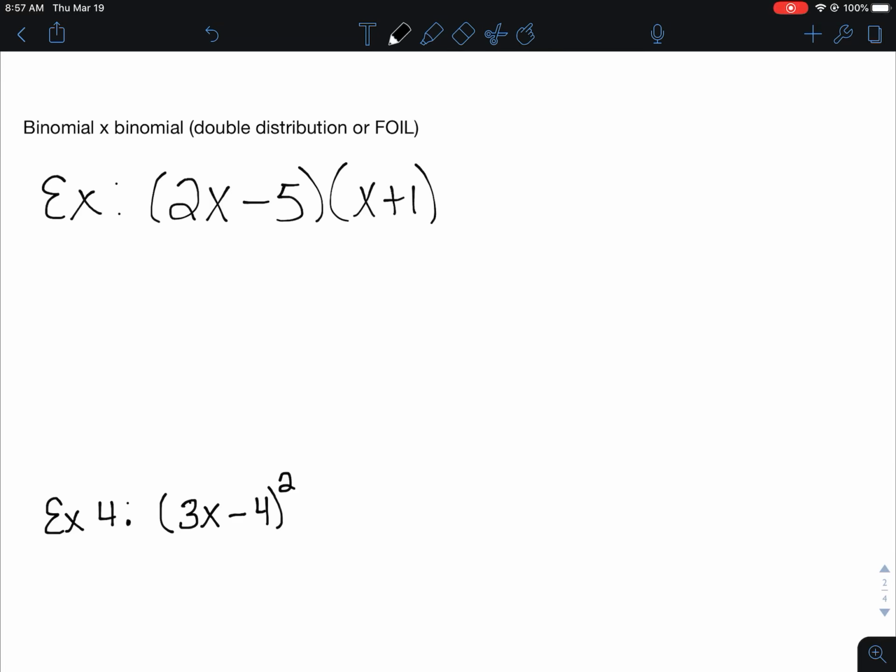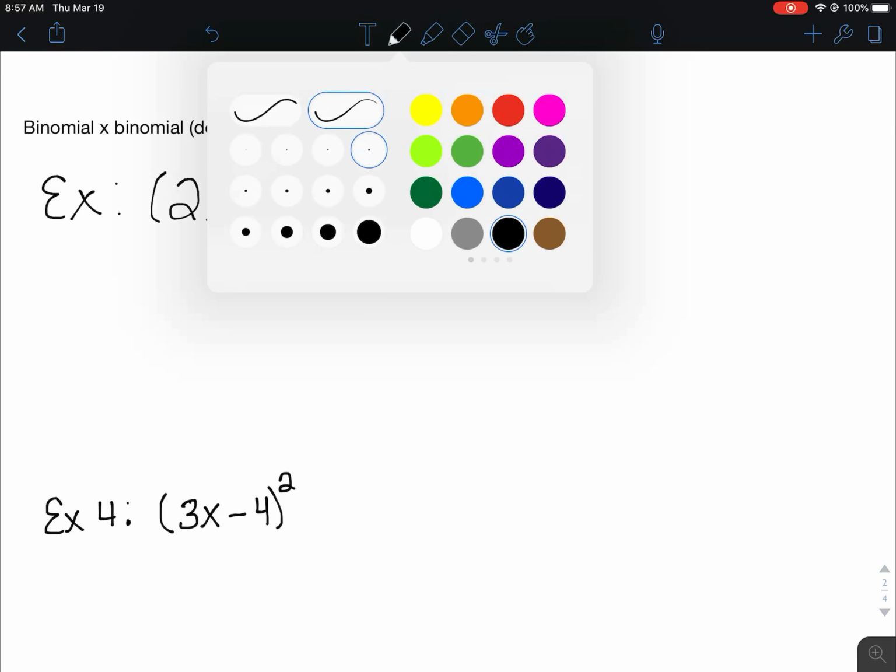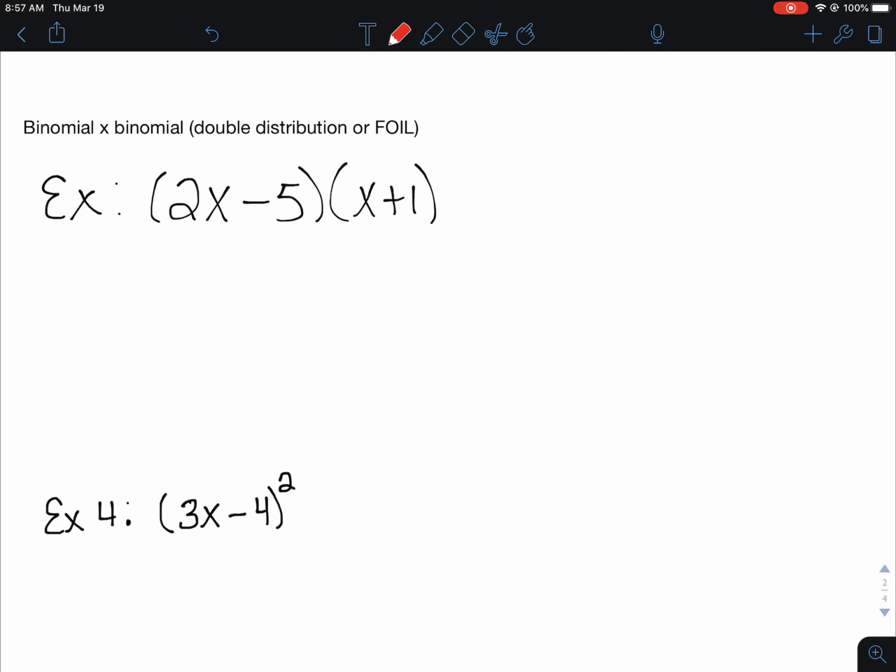Okay, so let's take a look at this. Still distributing, so this time we're distributing 2x to both parts of the x plus 1 and -5 to both parts of the x plus 1. So it's why we call it double distribution, because we're distributing two different things. So the first, I'm going to do 2x times x, which gives me 2x squared.